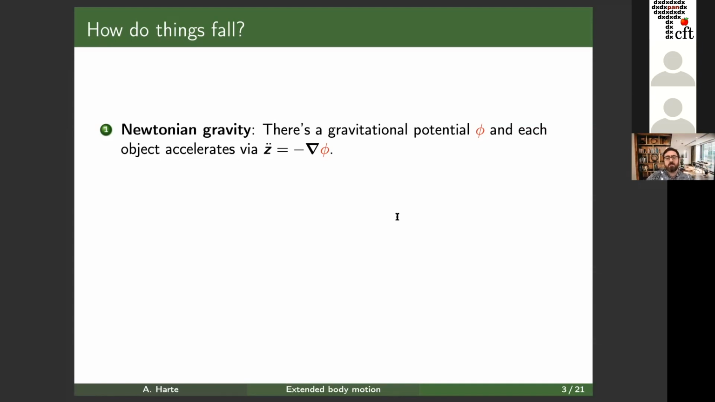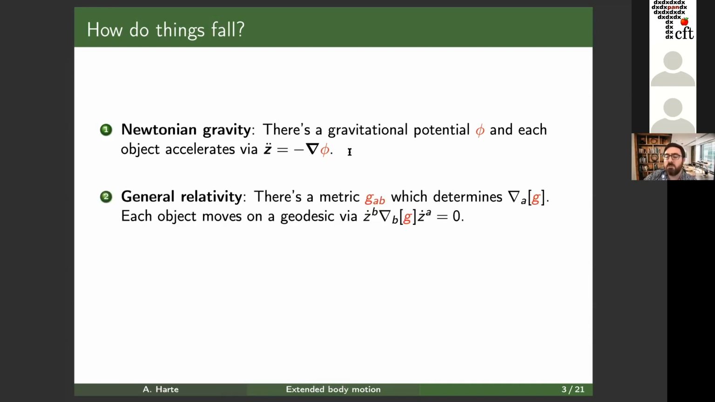So okay, let's start at the beginning, and you go back to your first year physics or what have you, and you ask how do things fall in Newtonian gravity, and the usual way that this is described is that you have some gravitational potential phi, and then you say, okay, the acceleration of some object is just given by the gradient of that potential.